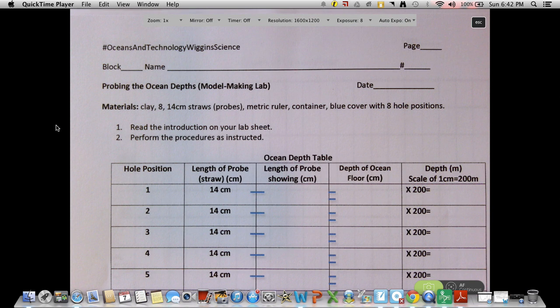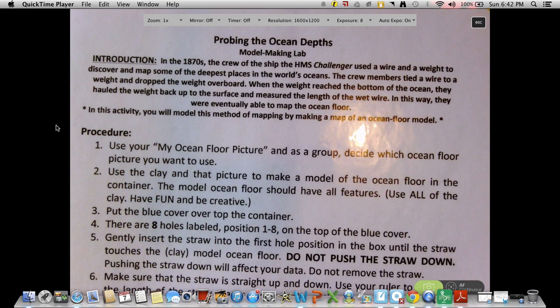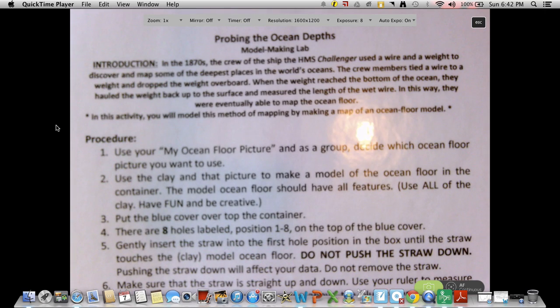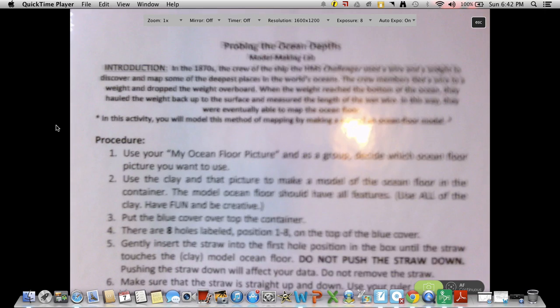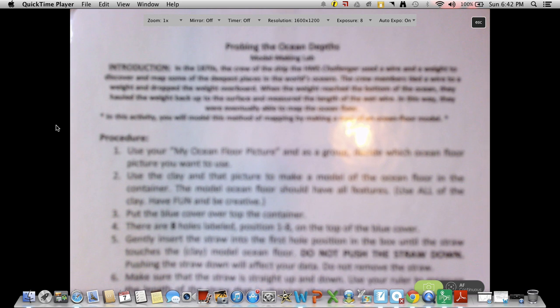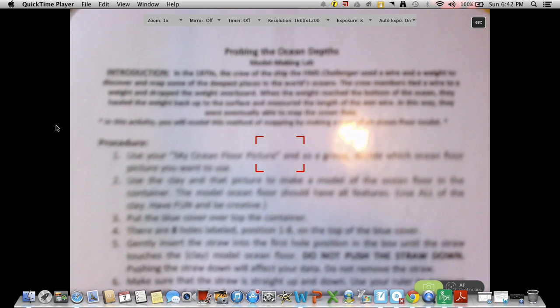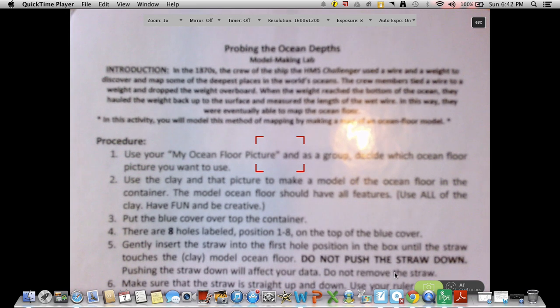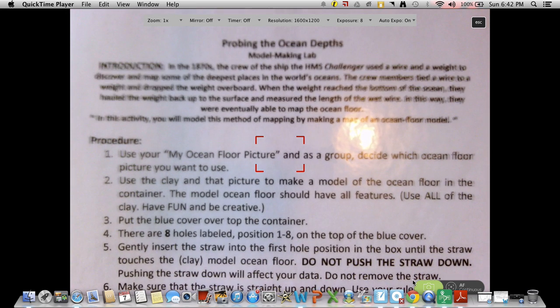All right, there's a lab instruction sheet that we're going to follow, and we're going to perform the procedures as instructed. So the lab sheet looks like this. So read the introduction.